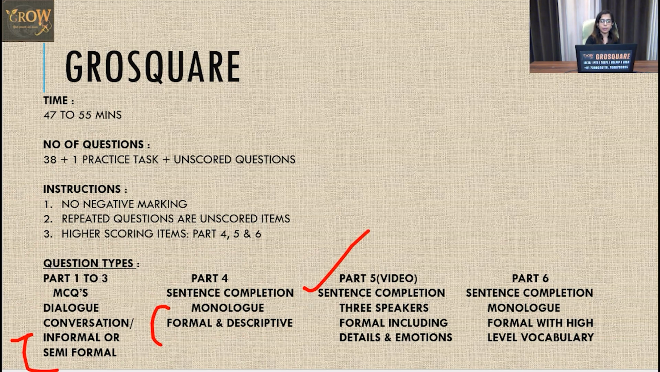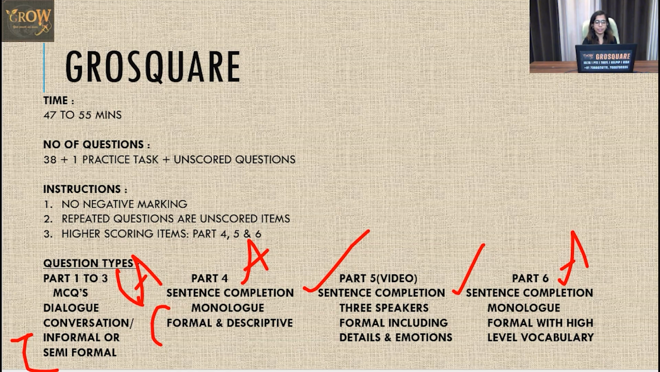Now let's discuss part 5. This is the most imperative one, I would say, because this is the video part. Other parts, whether 1, 2, 3, 4 or any other, are audio parts. You have to listen and then solve the questions, but in this part you have to watch a video in order to answer your questions. The questions are sentence completion. Basically, 3 speakers would be there in the video, and they would be referred to by their appearance.